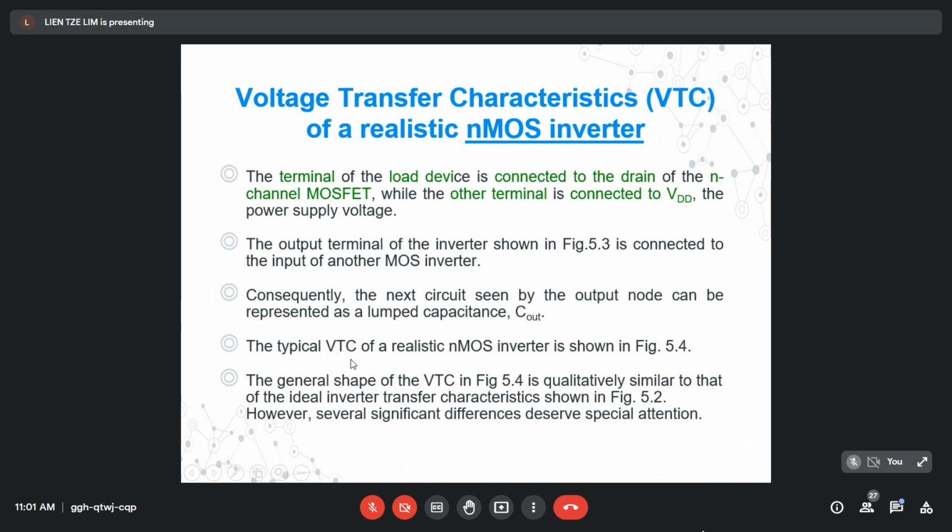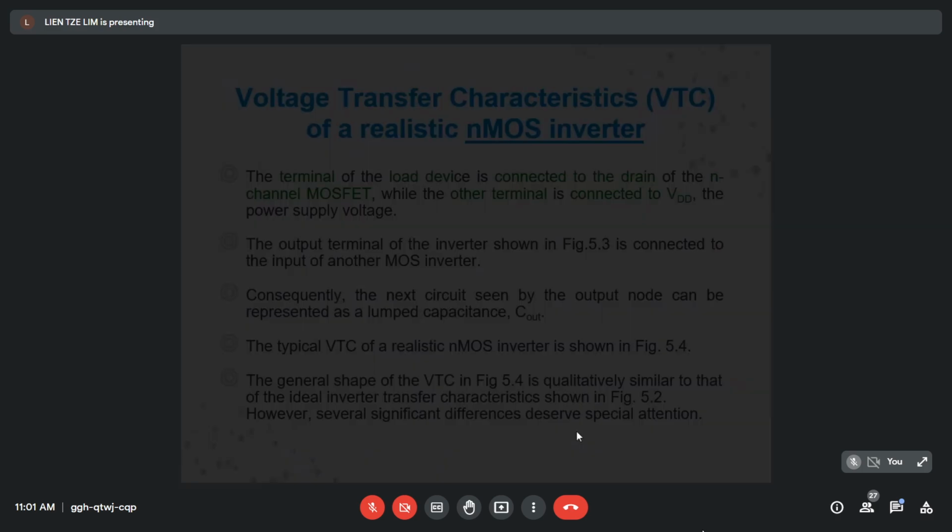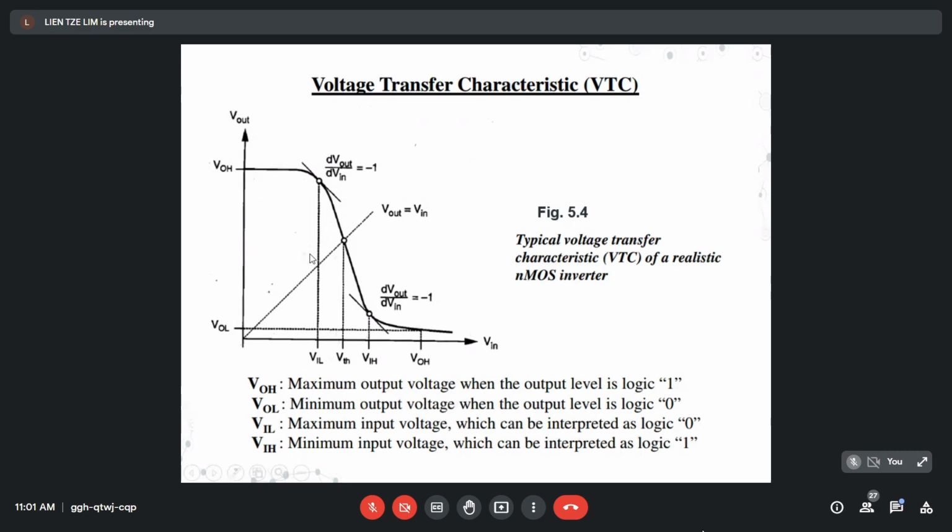The typical VTC of a realistic NMOS inverter is shown in figure 5.4. The general shape of the VTC in figure 5.4 is qualitatively similar to that of the ideal inverter transfer characteristic shown in figure 5.2. However, several significant differences deserve special attention. So I show figure 5.4. This is the VTC of a realistic NMOS inverter.